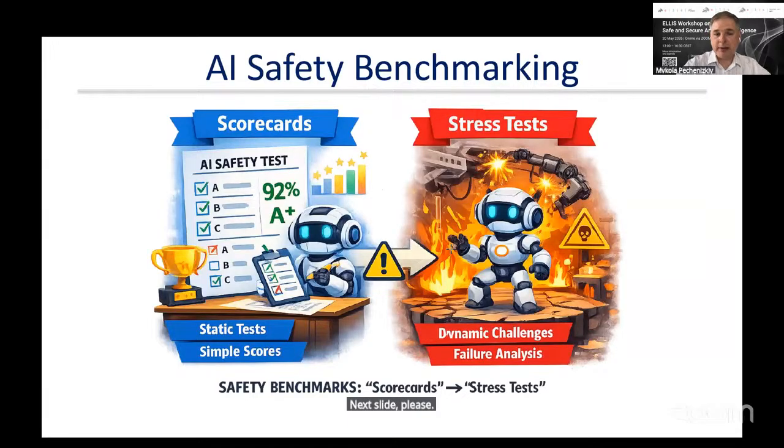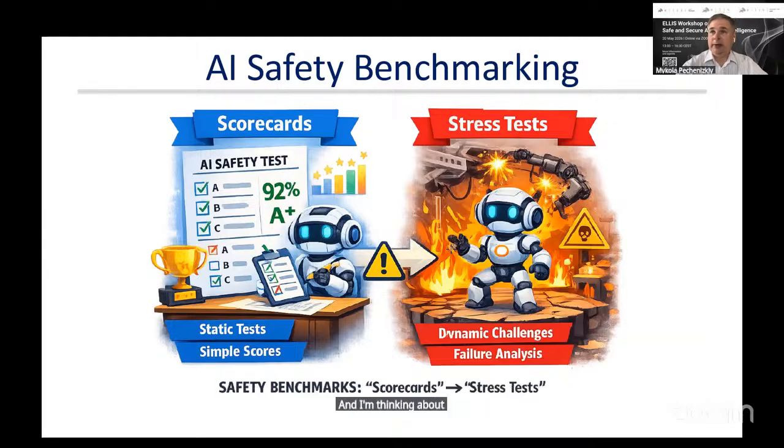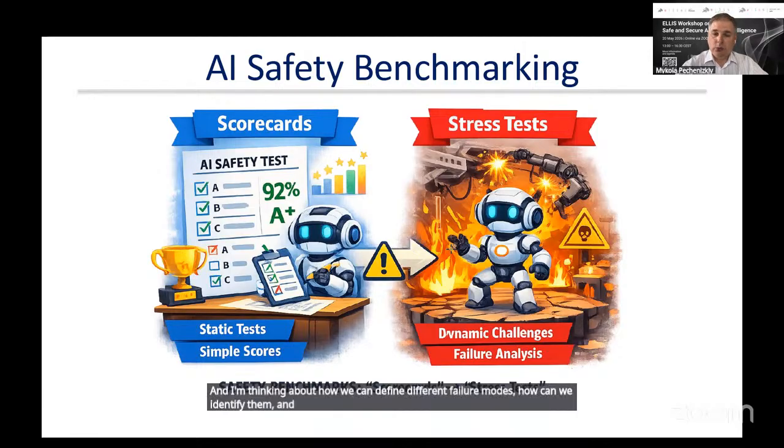So this leads me to the final part, where I would like to stress that I think one of the big goals is to change the mindset: instead of doing leaderboards, instead of doing scorecards, we need to think about different forms of stress testing the models. And then thinking about how we can define different failure modes, how can we identify them, and what would be ways to develop not just methodologies, but also tools that implement them. Next slide, please.